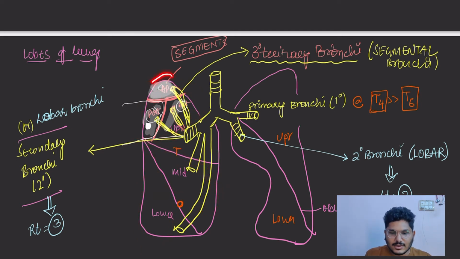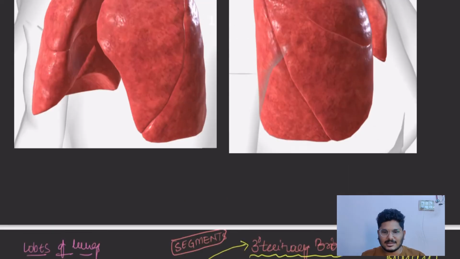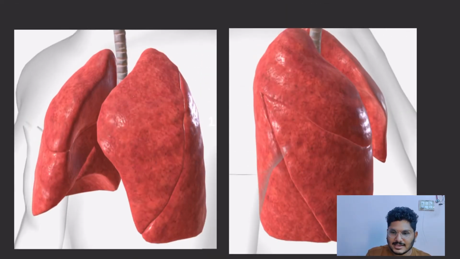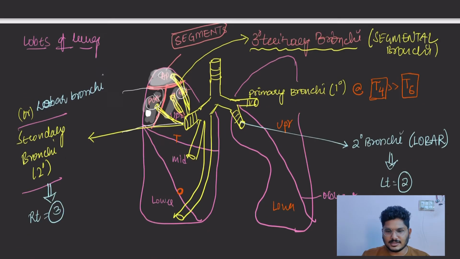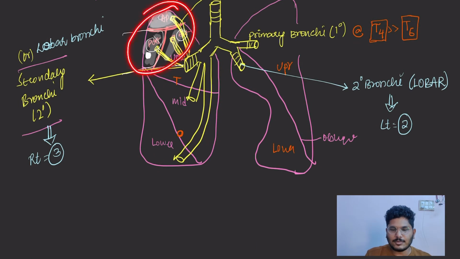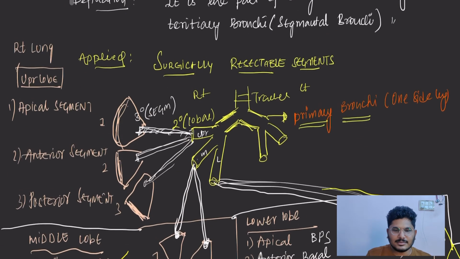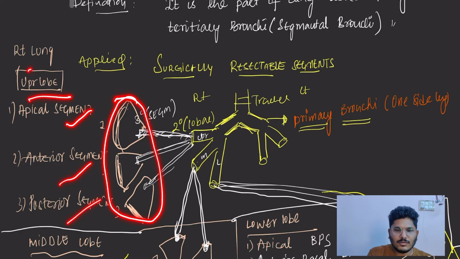So already, if you can see over here, for the upper lobe of the right lung we have 3 segments, which at the top is called the apical segment, then the anterior segment, then the posterior segment. That's it. So this is the apical segment of the upper lobe of the right lung. This is the anterior segment, this is the posterior segment.